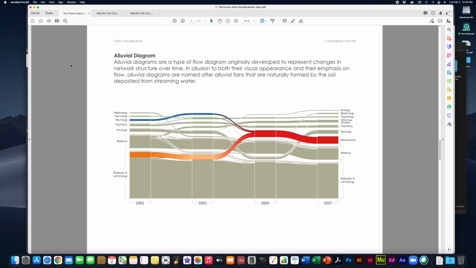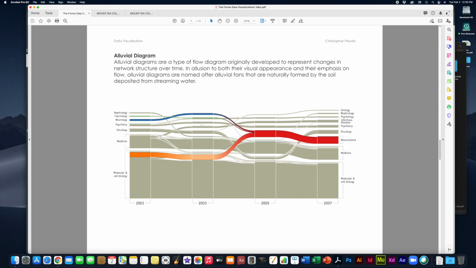Okay, next we have the alluvial diagram. So it's a type of flow diagram, and oftentimes I will show diagrams like this, and I will just call them flow charts, because there's a number of different types of flow charts or flow diagrams that sort of look like the waves in the ocean, right? They're flowing along smoothly, they're curved lines, they undulate up and down, so it looks like a flow, right? And so I'll usually refer to those kind of generically as a flow diagram or a flow chart. But really there's different types.